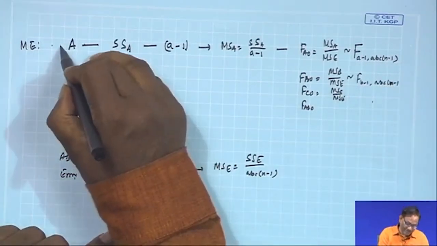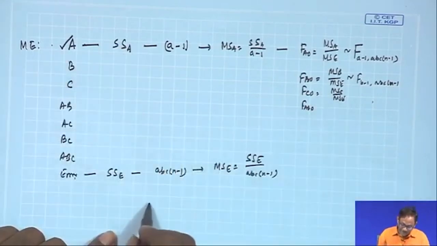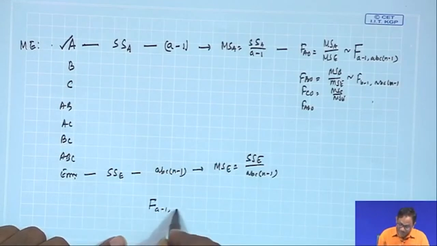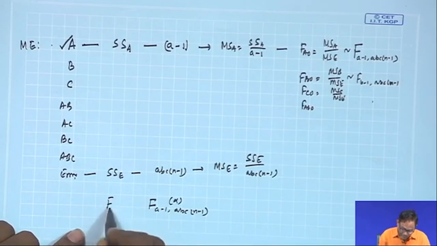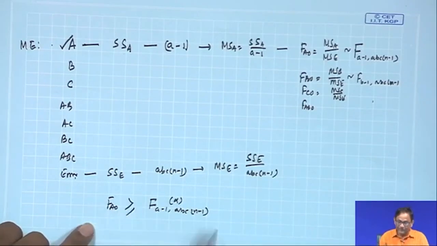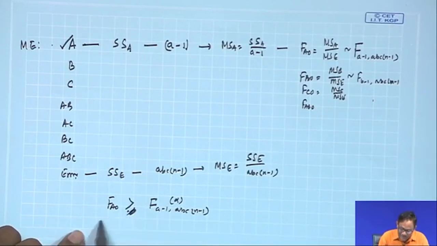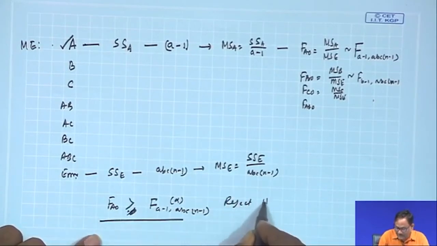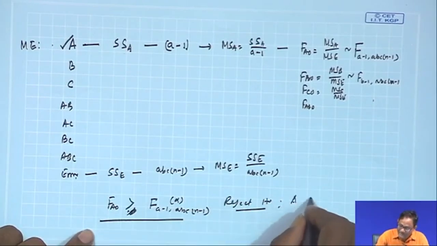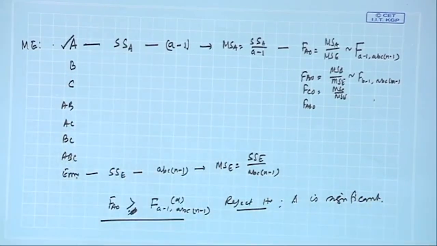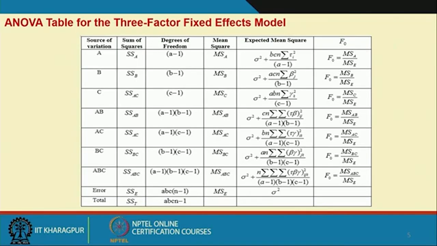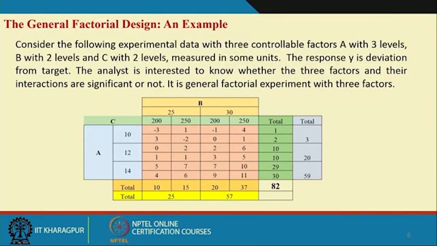Now, suppose we are interested in A. Then you take F with A minus 1 and ABC into N minus 1 at alpha, and this value will be compared with FA0. If FA0 is greater than this, reject H0. So, A is significant, that means main effect A is significant. In the same manner, other effects will be considered. And so, let us see one example. Here there are three factors A, B and C.